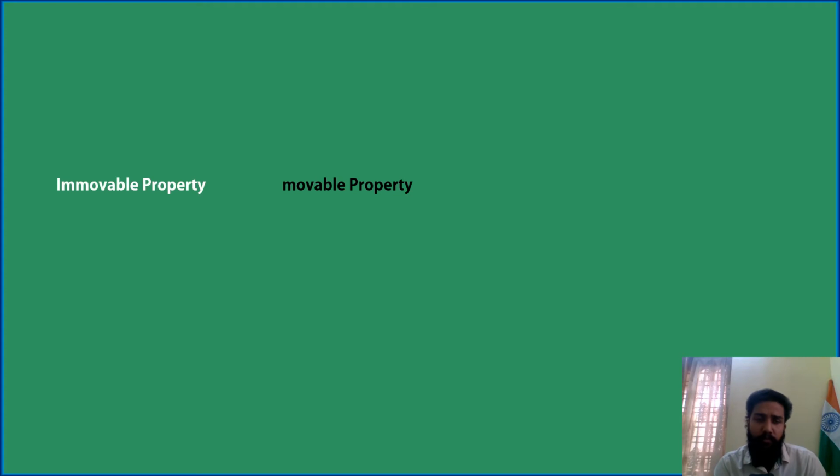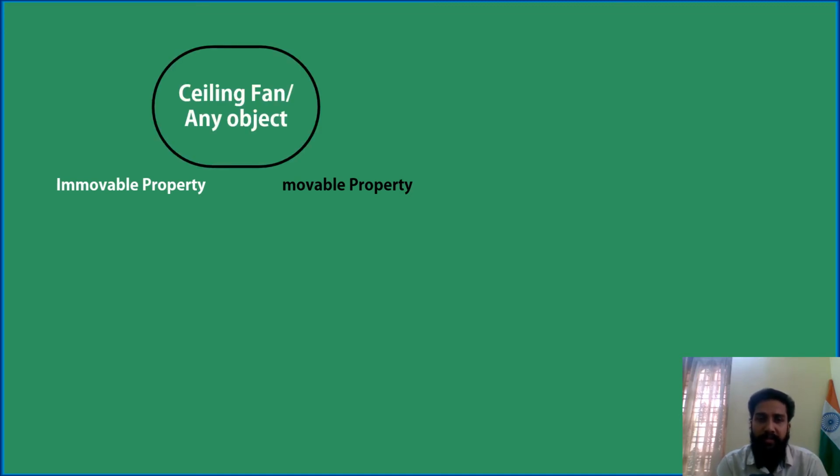Maybe one more definition that we have to understand, it's very important. What is an immovable property and movable property? Say for example, a ceiling fan or any object. How can you define whether it is an immovable property or movable property? What comes to your mind? Please think.